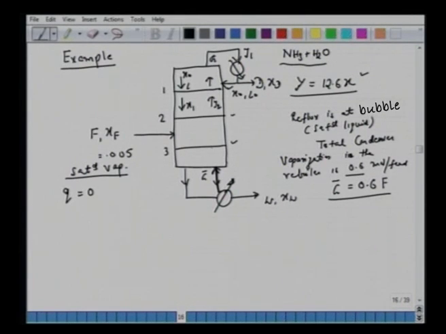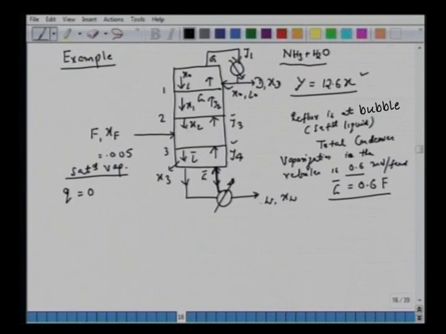For this third plate, the composition is Y4. The vapor flow rate is G bar, and what trickles down is L bar. We are following the same nomenclature, L bar and G bar for the stripping column, and L and G for the rectifying section. The stream arriving at the third plate has composition Y4, and this should be equal to X3. This is again X2, and here we have Y3.